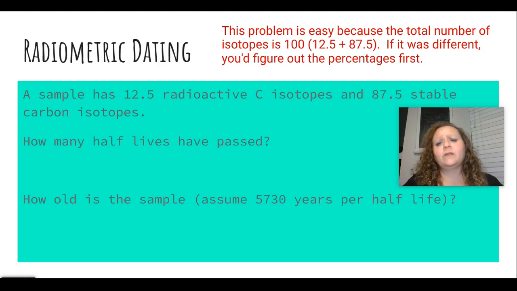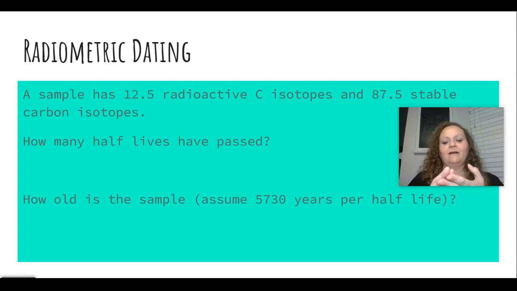87.5 stable. So the first half-life would have taken us to 50. The second half-life would have taken us to 75. The third half-life actually takes us to 87.5 if we just take half of whatever remains each time. So that means we've passed 3 half-lives.